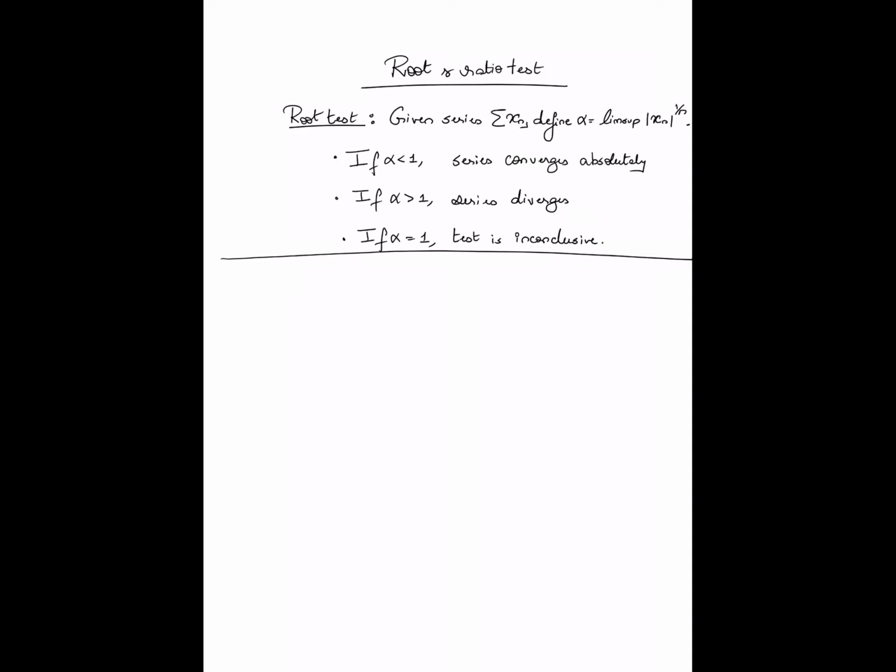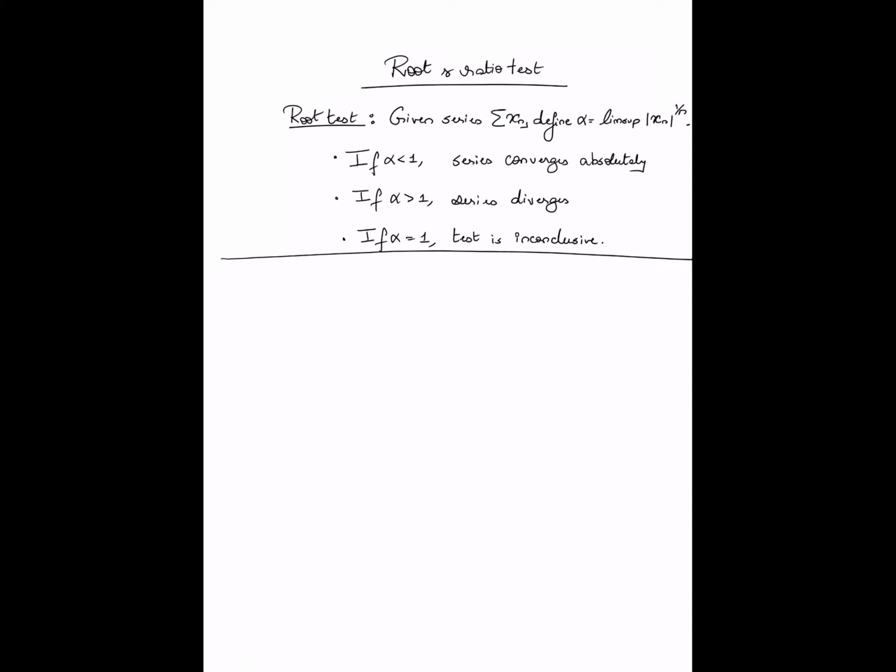If alpha is less than 1, then the series converges absolutely. On the other hand, if alpha is greater than 1, the series diverges. And finally, if alpha is equal to 1, then it turns out the test is inconclusive. Okay, so that's the statement of the root test.